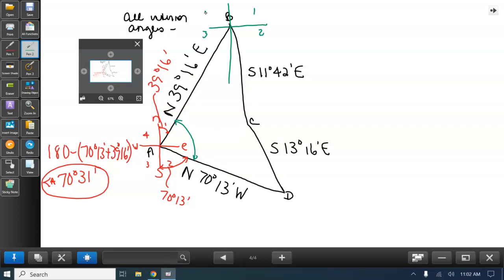1, 2, 3, 4. B to C is in quadrant 2, so that's the angle it makes from the south. So there's your 11 degrees, 42 minutes. B, looking back at A now, is in quadrant 3, so that's the angle it makes from the south. So that's the 39/16. And I'm looking for the angle between the two lines.